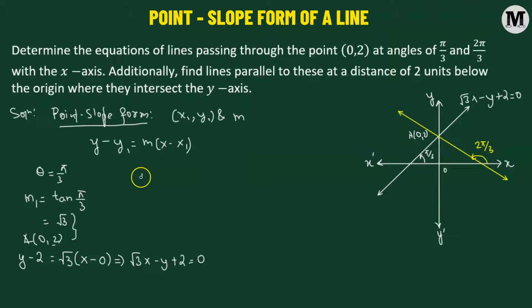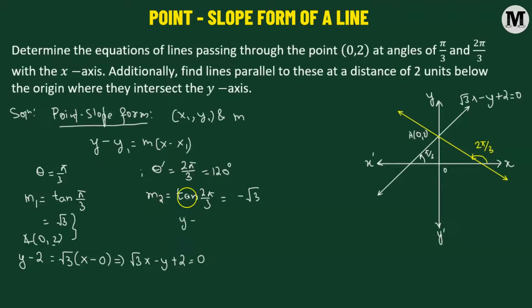Now coming to the other line, let's call its angle theta prime. Its angle is 2 pi over 3 radian, which is simply 120 degrees. If we find the slope of the line, which we denote by m2, that will be tangent of 2 pi over 3. Here 2 pi over 3 gives us a value of negative square root of 3. So the slope of the line is negative square root of 3, and that is evident because theta, which is 2 pi over 3, is an obtuse angle, and whenever the angle is obtuse, the slope becomes negative.